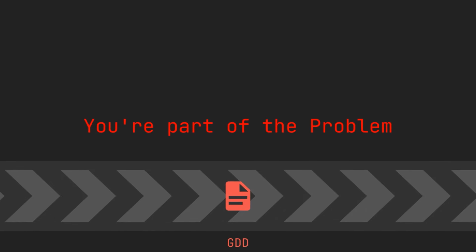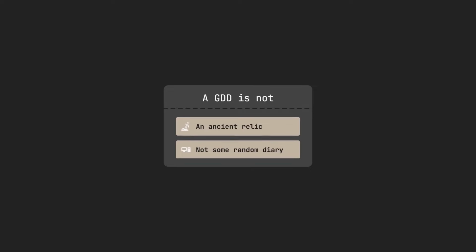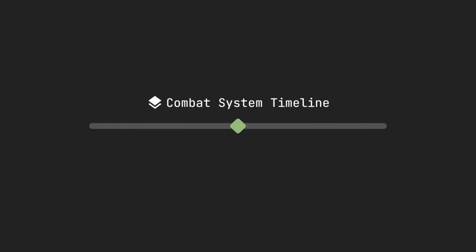A game design document is not a relic from the 2000s. It's not a crusty PDF some studio intern wrote and forgot. It's the center of your game's development. And if you still think that's optional, cool. Keep redoing your combat system every 2 months because you had a better idea in the shower.